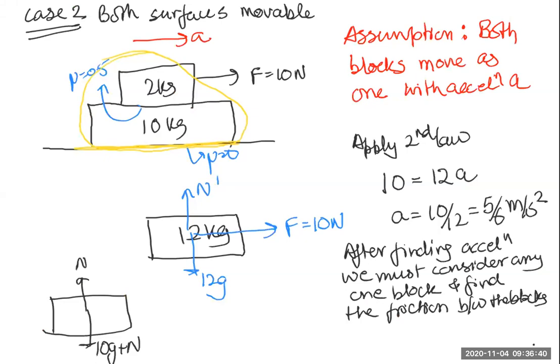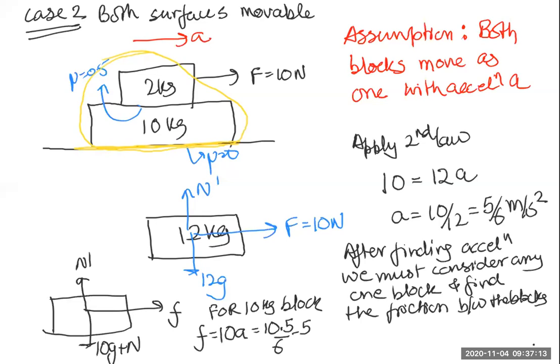And then due to the floor... actually you don't have to do this. Vertical wale forces hume banane ki zarurat nahi hai, kyunki koi yahan pe tedi medi forces nahi act kar rahi. Aur yahan pe jo force hai, that is the force of friction. So for the 10 kg wala block we will have F equal to m a, and that is equal to 10 into 5 by 6, that is equal to 50 by 6 newton. Square likhne ja raha tha, newton.